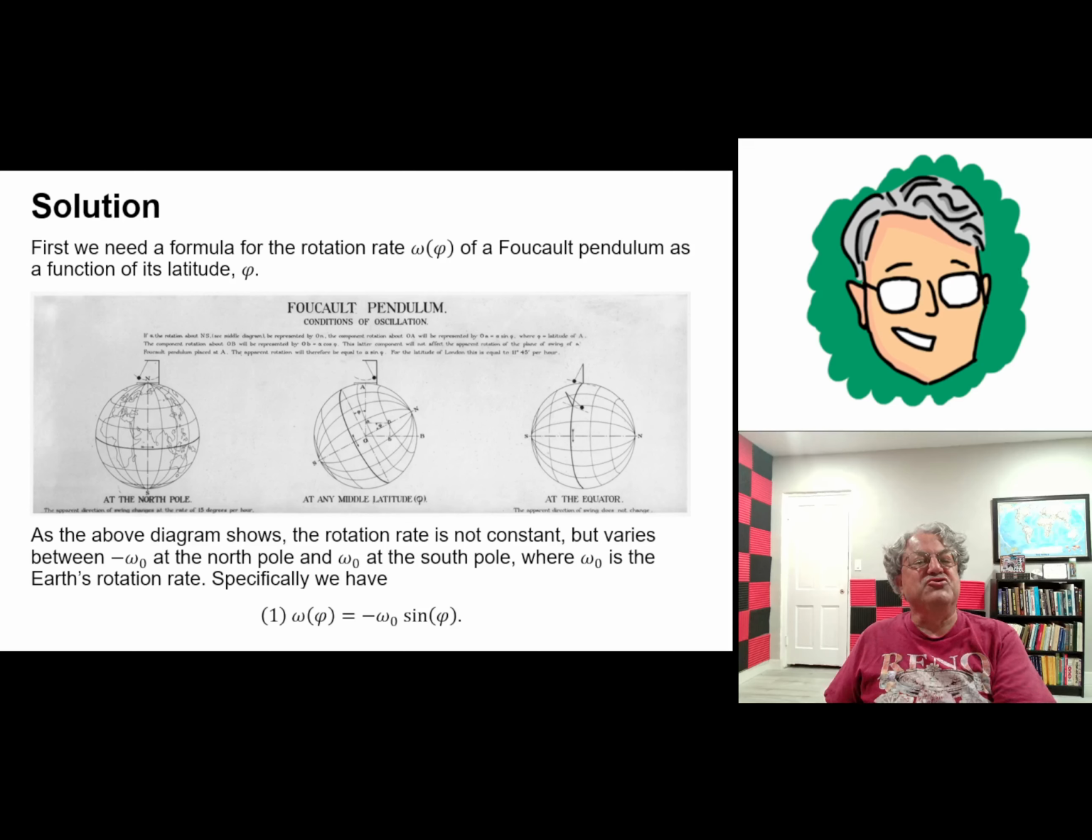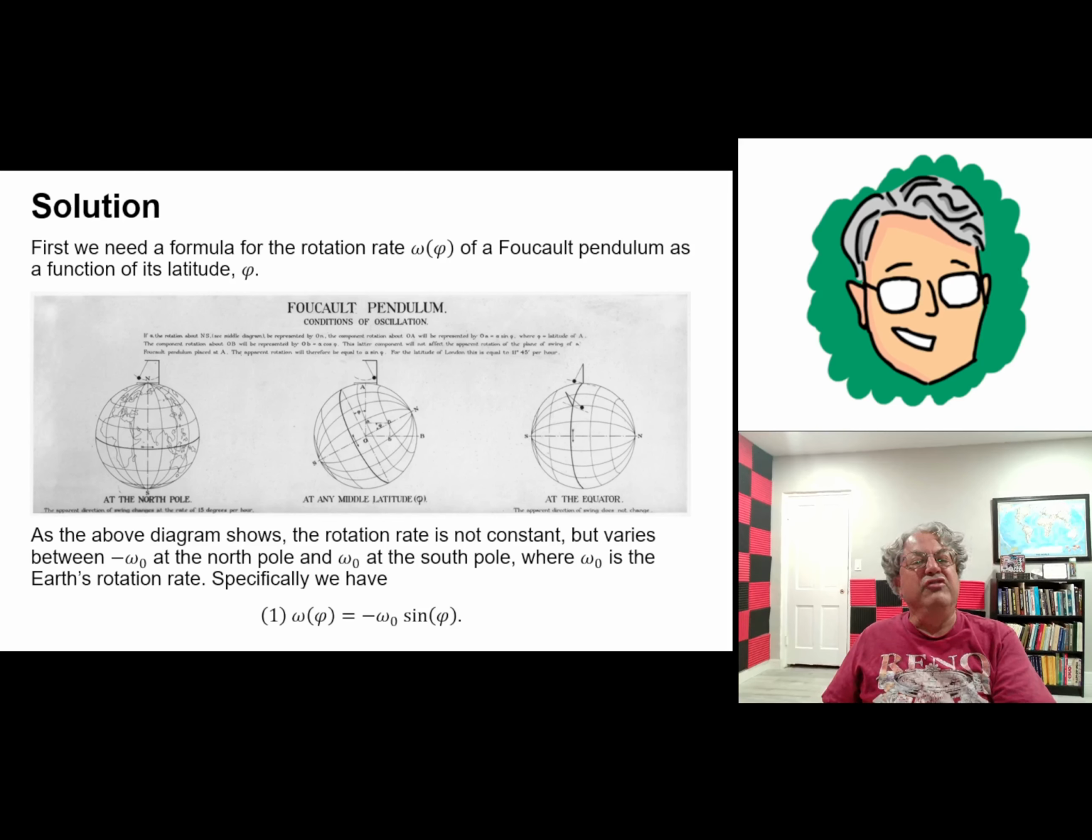This slide just kind of shows what I was saying earlier about Foucault pendulums. Their period of oscillation depends on their latitude. And I think this diagram illustrates this in a nice way. Like I said, if you had a Foucault pendulum on the North Pole, it would oscillate with a period of 24 hours. And if it was at the equator, which is the picture on the right, it wouldn't rotate at all.